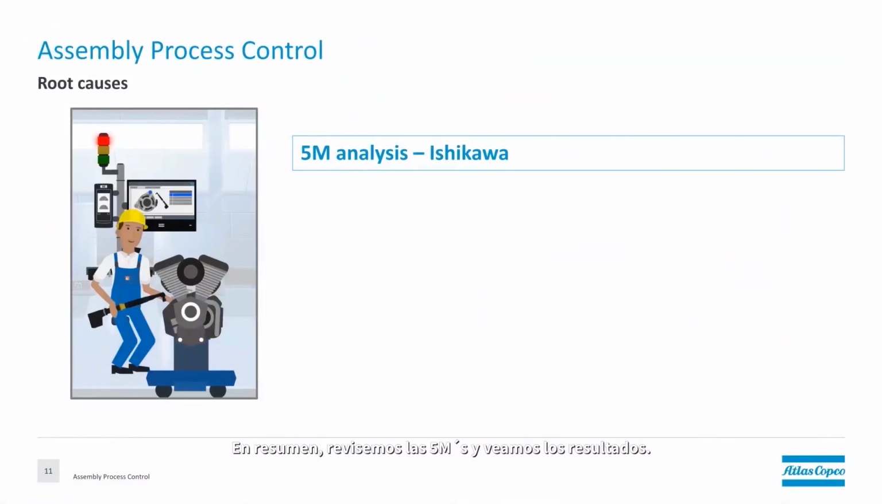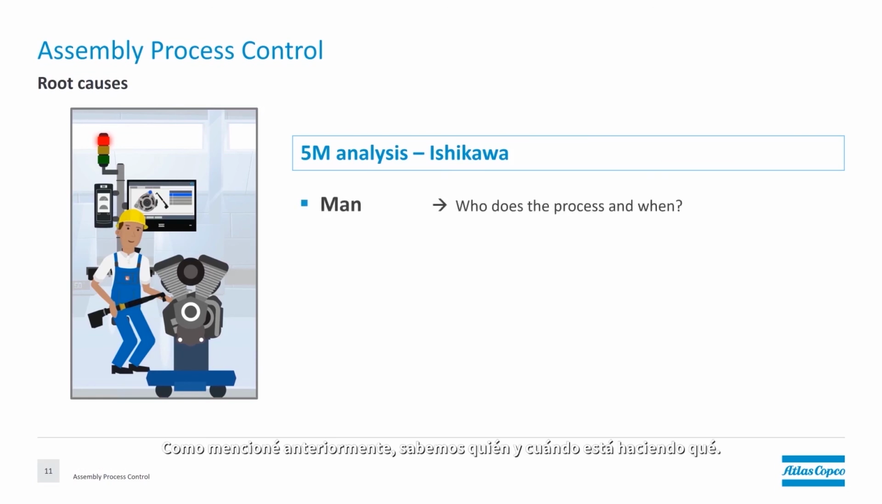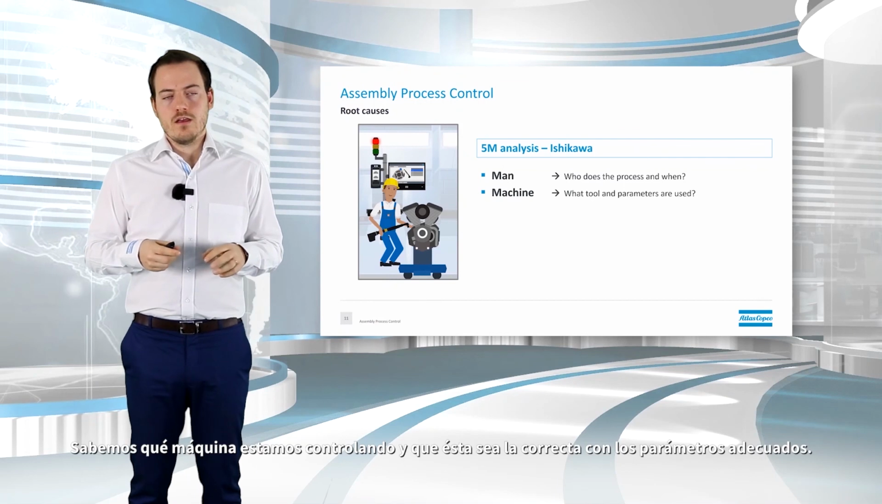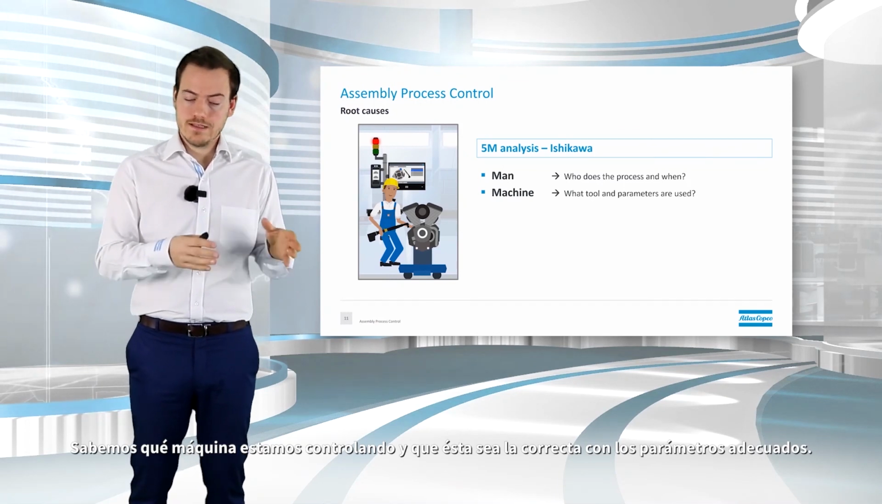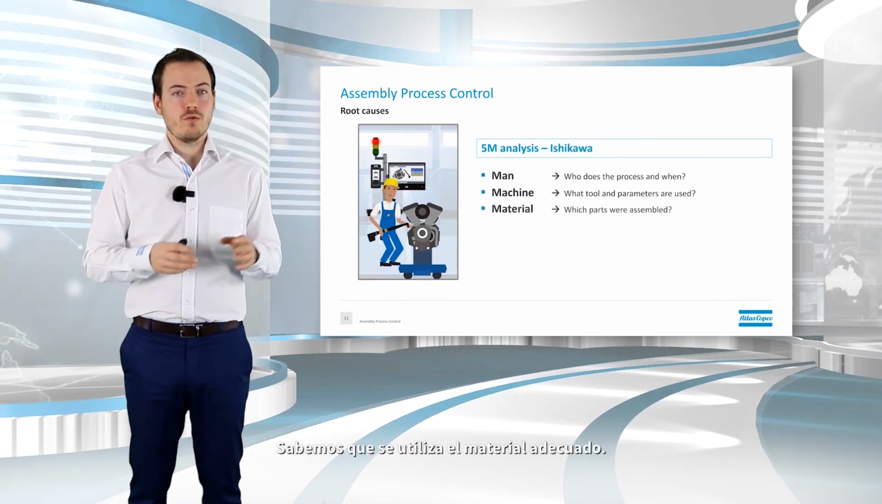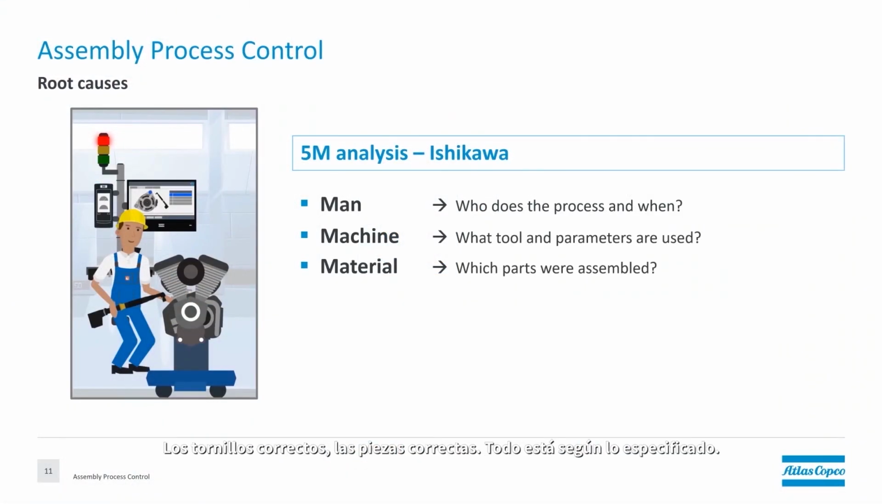Wrapping up, let's go through the 5 M's and see how we sorted that out. Okay, now we have this station, we have process control from Atlas Copco. As I said, we know who's doing that, and we know when he's doing that. All this is recorded in our database. We know which machine. We're controlling that the right machine is used at the right time with the right parameters. Okay, we know the right material is used, the right bolts, the right parts. Everything is according to what is specified.